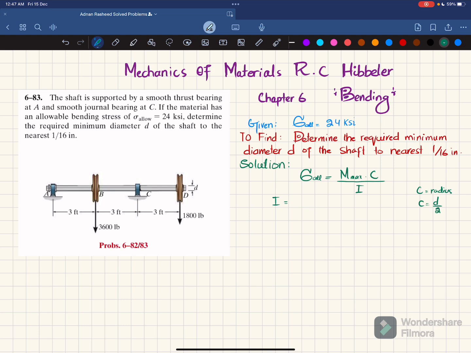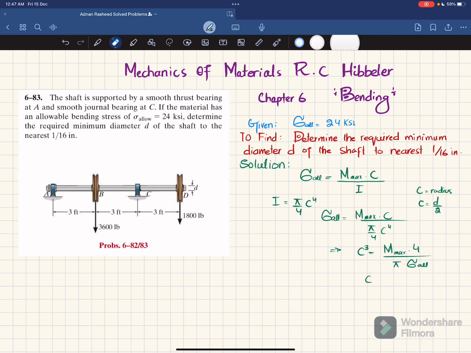For a circular shaft having radius C, I is equal to pi by 4 C power 4. So when you put it in this formula, the allowable bending stress is equal to maximum bending moment into C divided by pi by 4 C power 4. From here you will get C cubed equal to maximum bending moment into 4 divided by pi into allowable bending stress, and the radius C will be equal to the cubic root of maximum bending moment into 4 divided by pi into allowable bending stress.